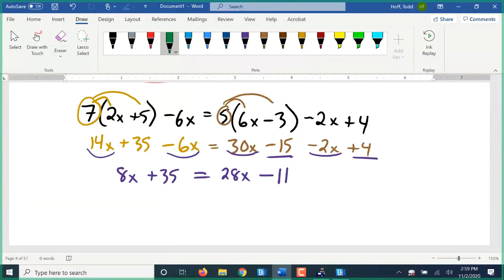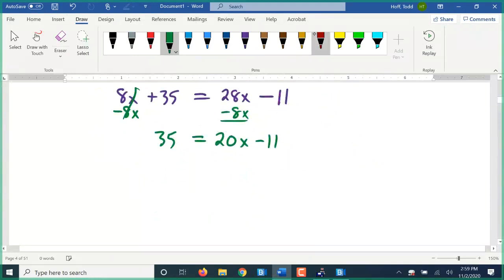Next, we have to make sure the variable's on only one side. Right now it's on both sides. So I'm going to get rid of the 8x on the left side. It's positive, so I'm going to subtract it. So the 8x is gone. I have 35 on the left side. 28x minus 8x is 20x. We'll have the minus 11. Add 11 to both sides.